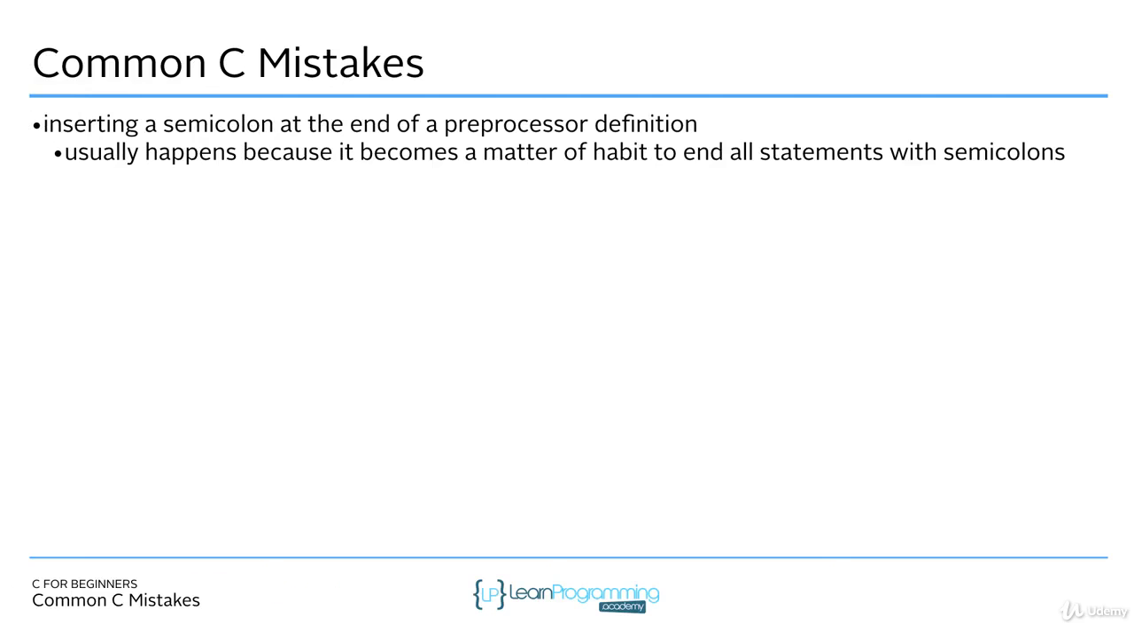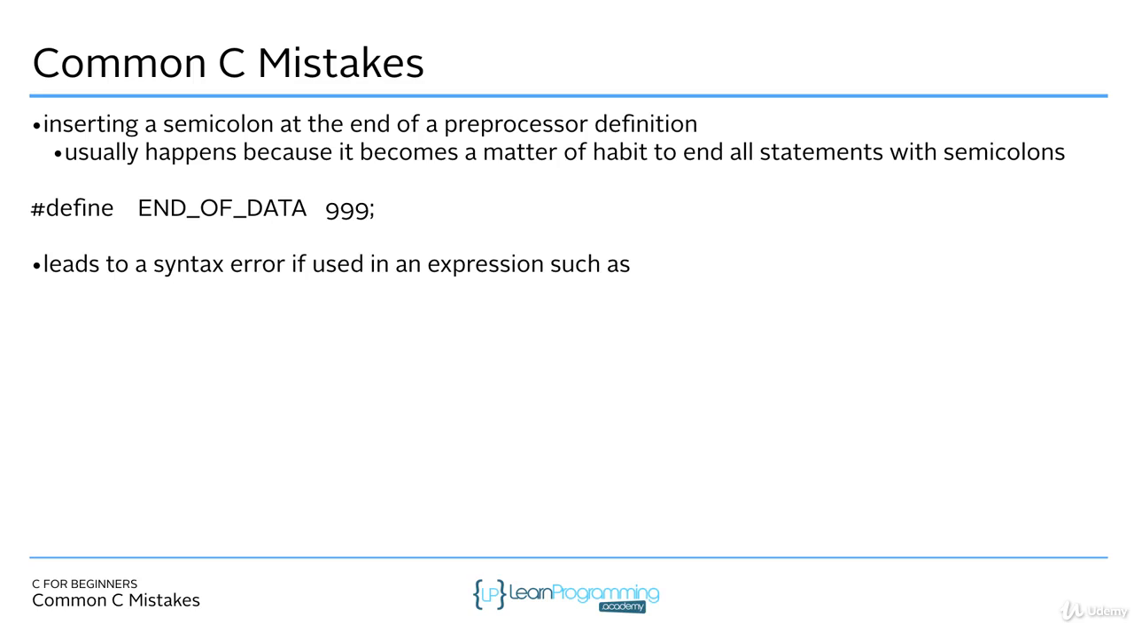Inserting a semicolon at the end of a preprocessor definition. Preprocessor definitions, remember, start with the pound symbol. The preprocessor is run before the compiler, usually for optimization. And so the correct syntax for preprocessor definitions is not to include a semicolon. However, in C, you get into the habit of always putting a semicolon after everything. But you've got to remember that if you define some constant data, you don't need the semicolon. This is incorrect. This will lead to a syntax error if it's used in an expression like that.